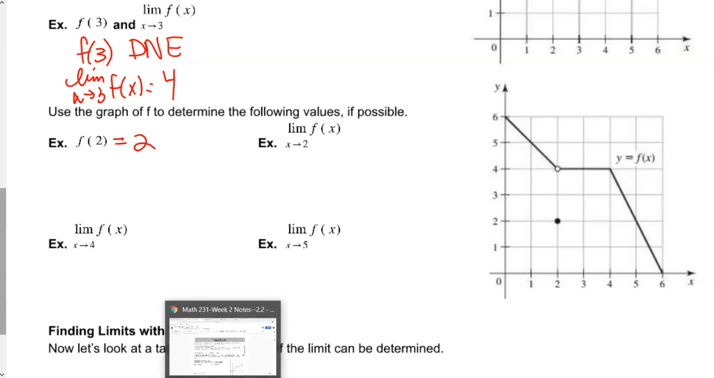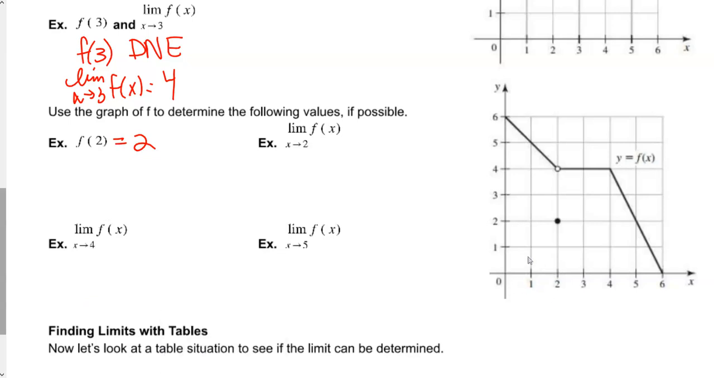What do I know about the limit as I'm approaching 2? From the left of 2 and to the right of 2, what happens to my function? On the left of 2, I'm honing in on 4. From the right of 2, as I get closer and closer to 2, I'm honing in on the y value of 4. Therefore, that's what my limit is equal to.